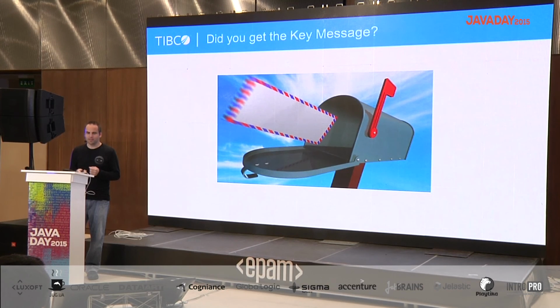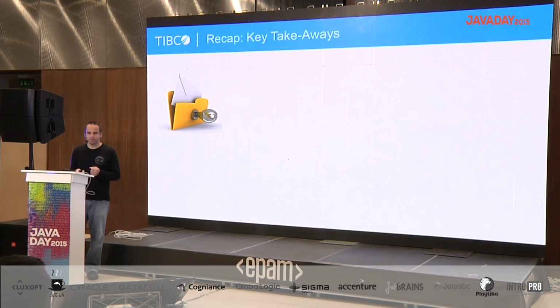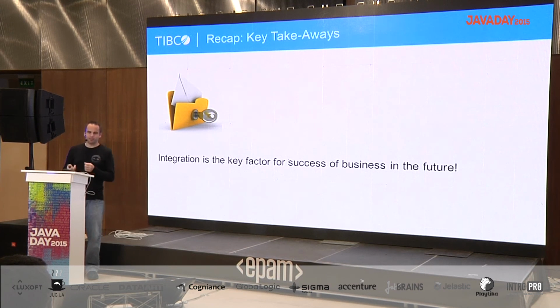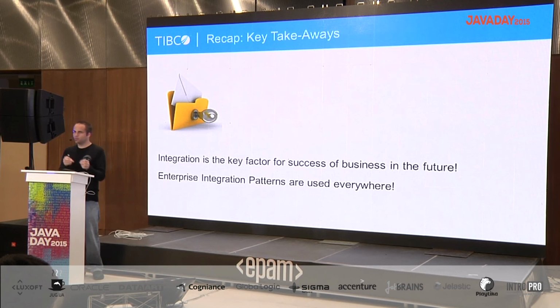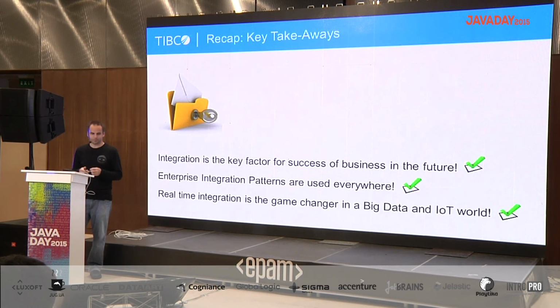And so let's get to the key messages again. What did I want to tell you today? Integration is the key factor for the success of business in the future, because you need it everywhere. And the enterprise integration patterns therefore are used everywhere, and it really helps to understand and know them. And not just the basic ones like splitter and content-based router, but maybe also take a look at the more powerful ones and how they could help you, because you might not be using them already.